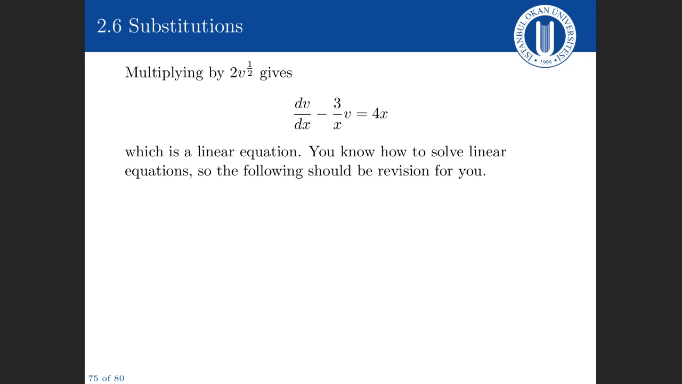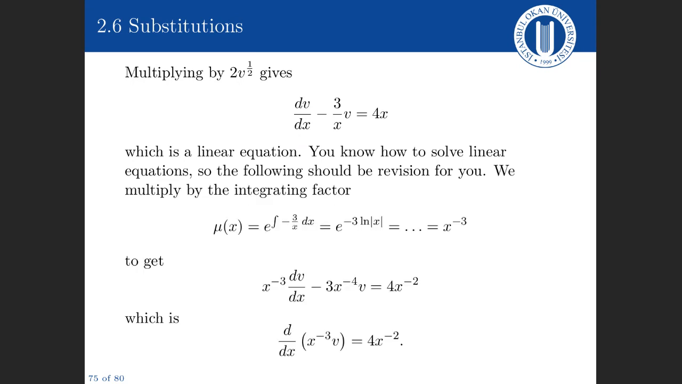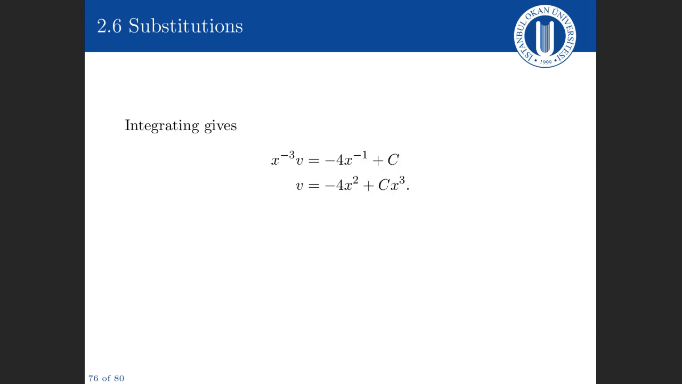The following calculation should be revision for you. I'm going to be quite quick. We use an integrating factor. In this case, we use the integrating factor x to the power minus 3. Multiply this by the integrating factor. Use the product rule on the left side, and we find d/dx of x to the power minus 3 v is equal to 4x to the power minus 2. Integrate this, and we find our formula for v.